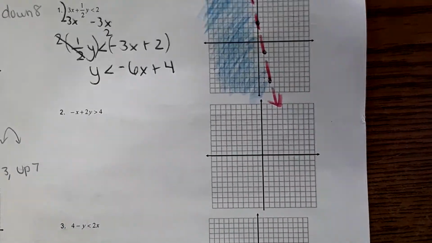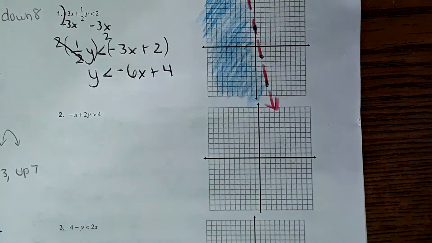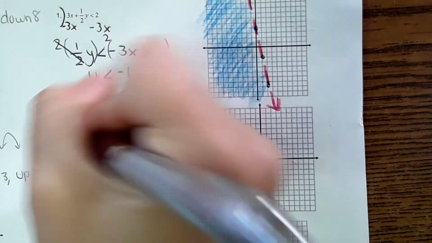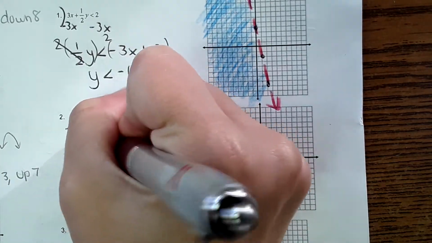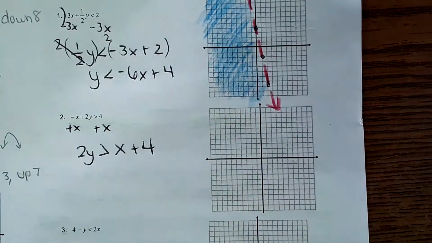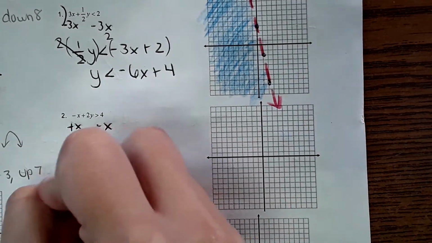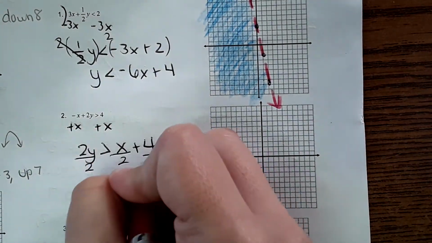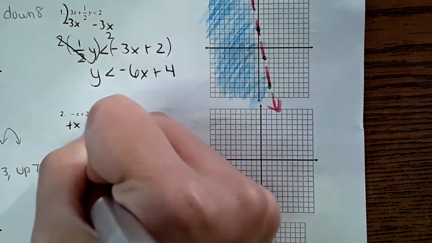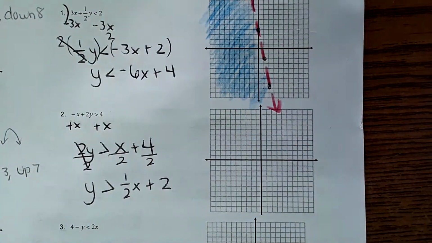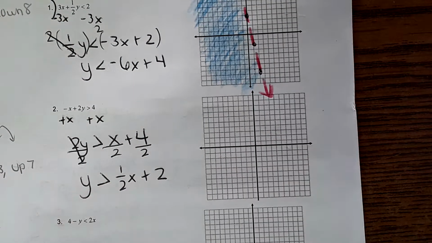The next one, number 2, same idea. We have to get it into that y equals mx plus b format so we can graph it. So we're going to add x to both sides. And then the next step is to divide everything by 2 to get y by itself. And then y is greater than 1/2 x plus 2. Oh, 1/2? Yeah, because I know that's the slope, so I wrote it like that.